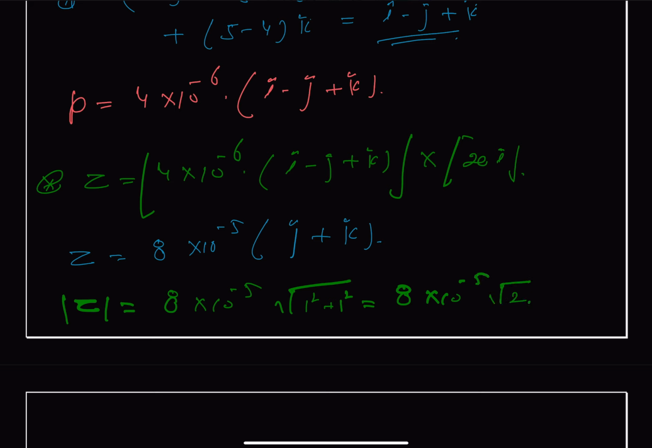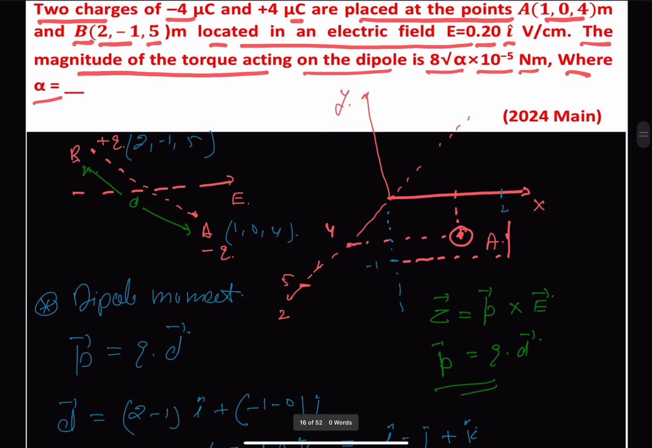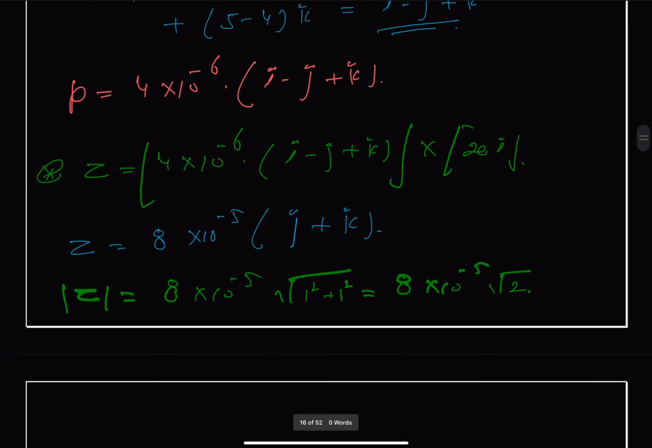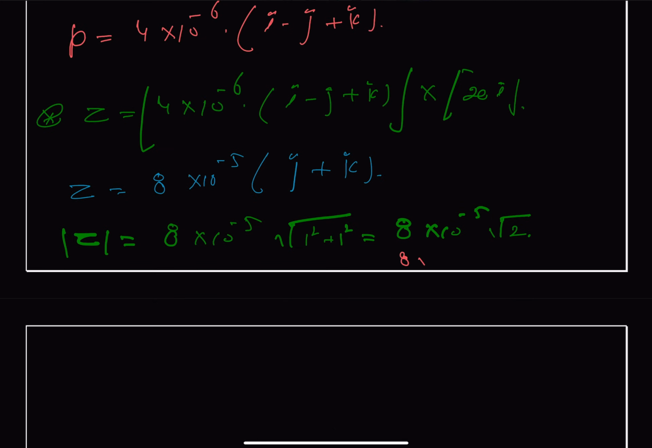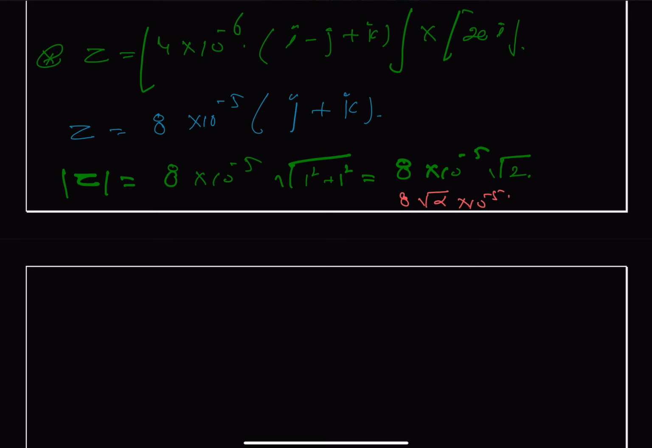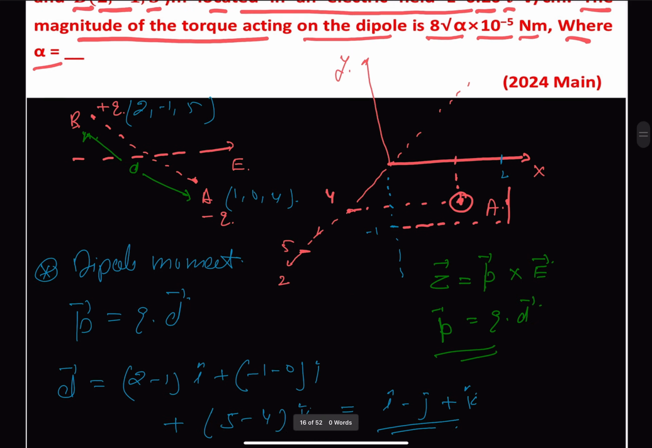And the given equation is our 8 square root of alpha into 10 raised to the power minus 5. So this gives us that the value of alpha is equal to square root of 2. The unit is Newton meter? Yes.